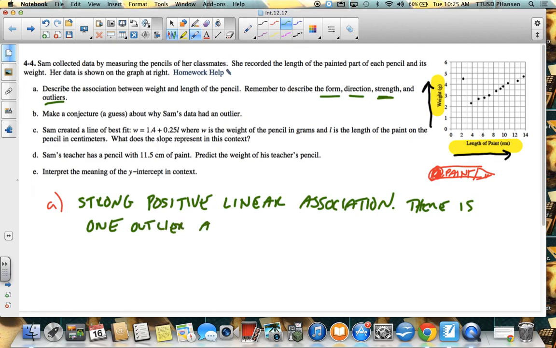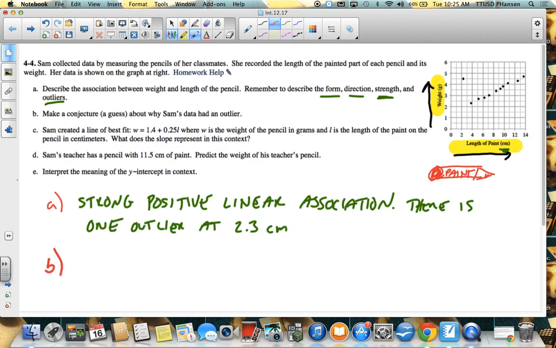All right, and there is one outlier at 2.3, let's say centimeters, because it's centimeters. So this one right here is the outlier. It doesn't match the rest. Okay? All right, moving on to part B.